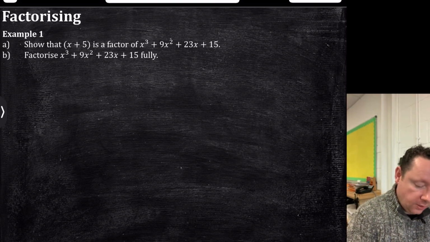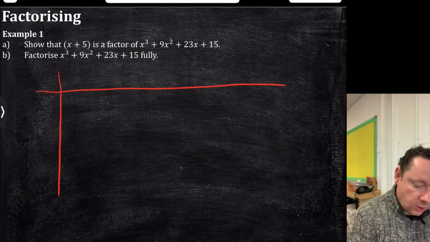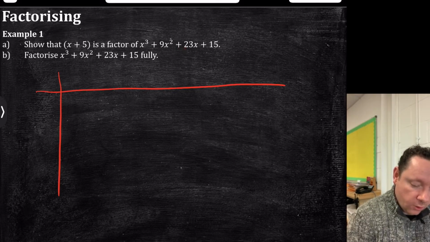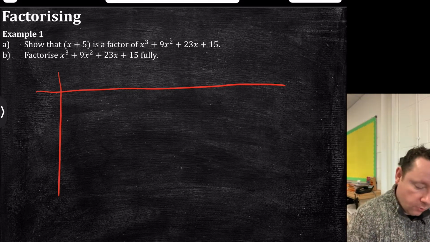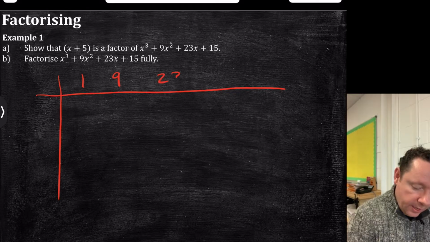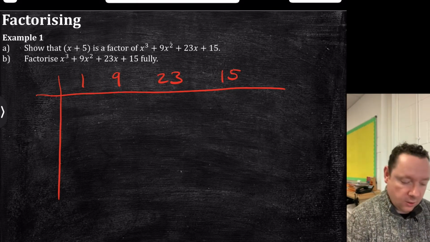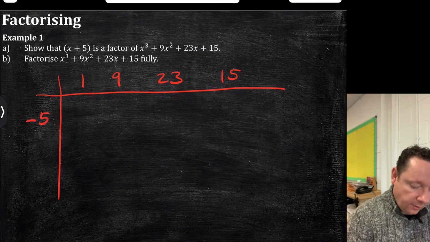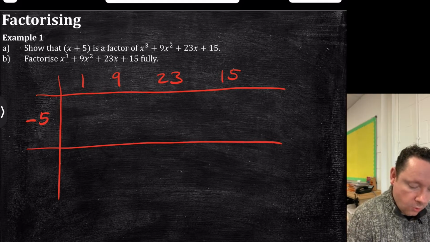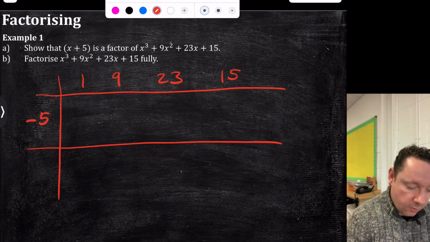So how synthetic division sets up is you set up a little table, and the coefficients of the polynomial go on the top, but it has to go in order: cubed, squared. So if there's no squared, you put a 0. So I've got 1x cubed, 9x squared, 23x, and 15. And we're showing that x plus 5 is a factor, so we're subbing in minus 5. So this is how this works. I'll use a different colour pen for this.